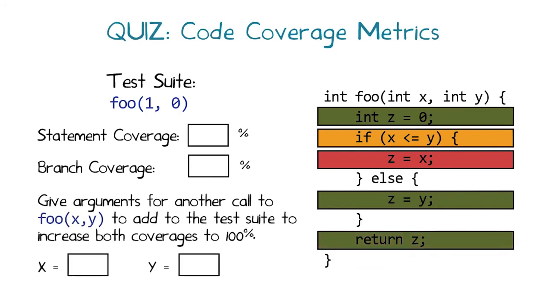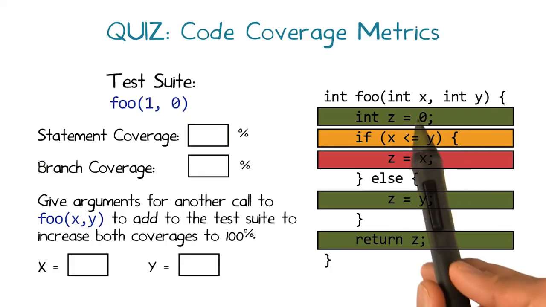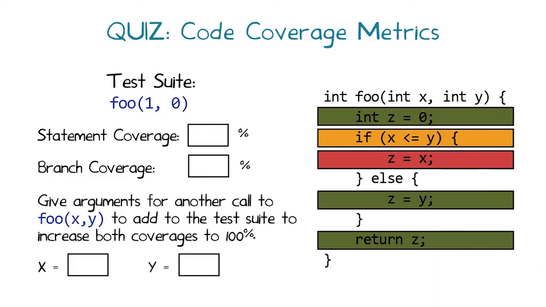Now it's your turn. For this very small test suite, compute both the statement coverage and the branch coverage. Then, suppose we want to add a new function call to our test suite. Pick arguments for x and y that we can pass to foo in order to raise both of these coverage metrics to 100%.